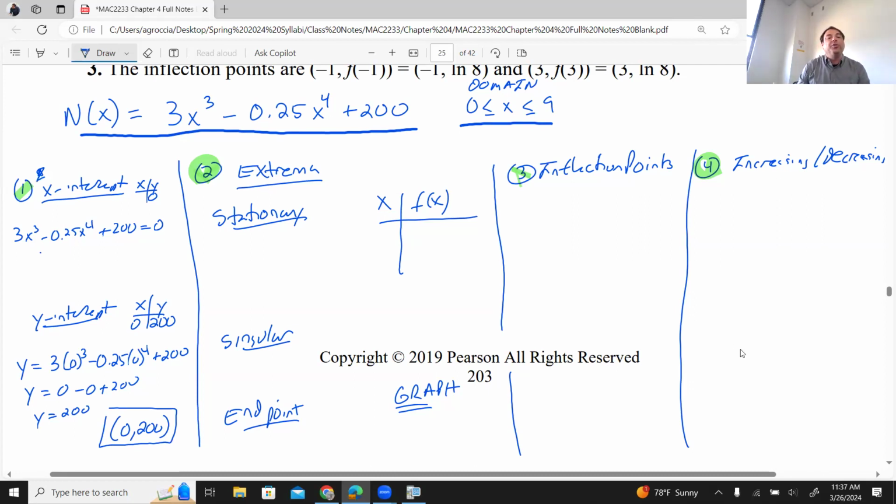The second thing we're going to do is extrema. And when we do extrema, those are the possible high and low points. So we're going to do stationary, we're going to do singular, and we're going to do endpoints. So stationary, we take the derivative and set it equal to 0. So the derivative will be 9x^2 - x^3, the derivative of 200 is 0, equal to 0.